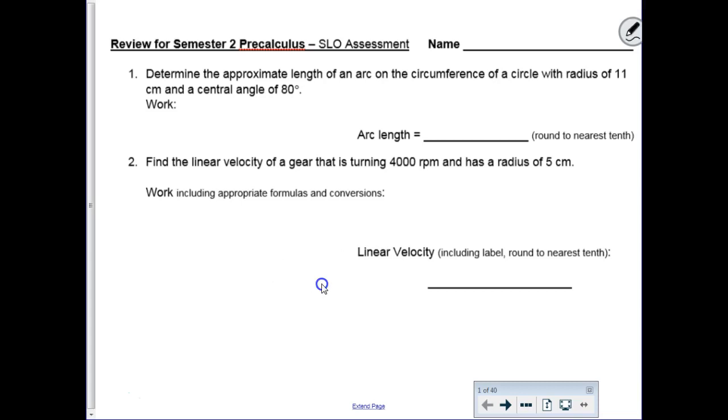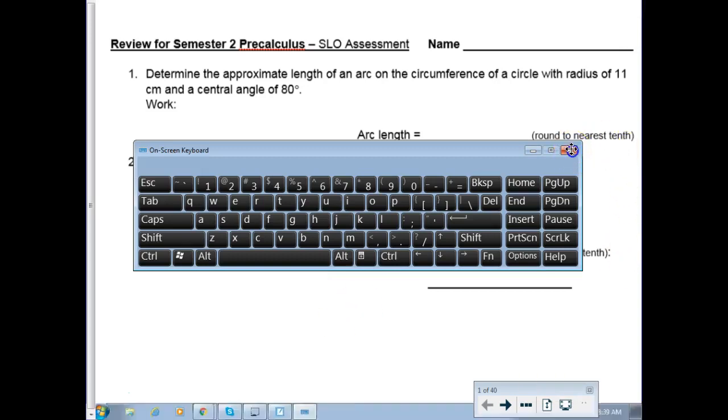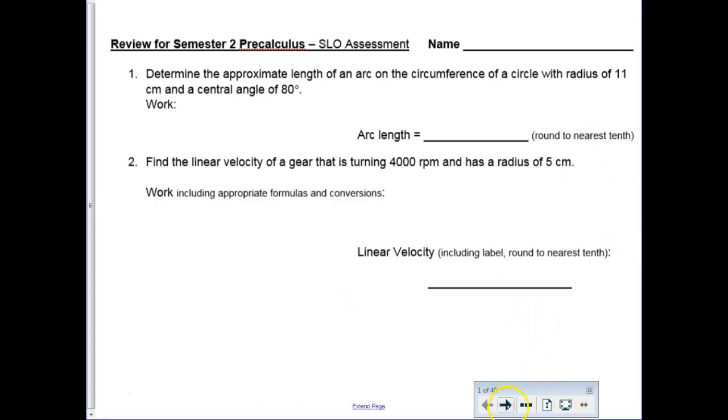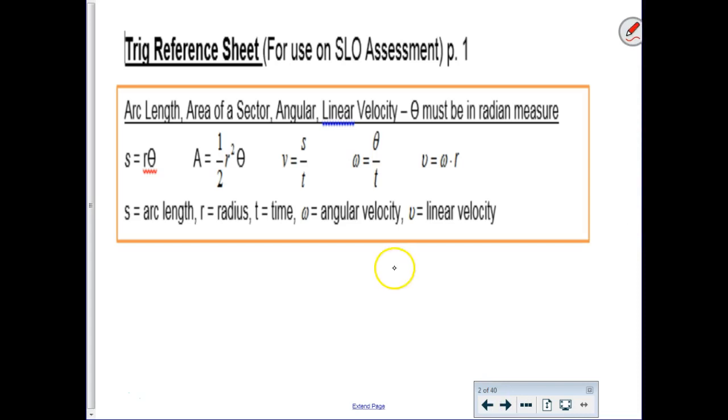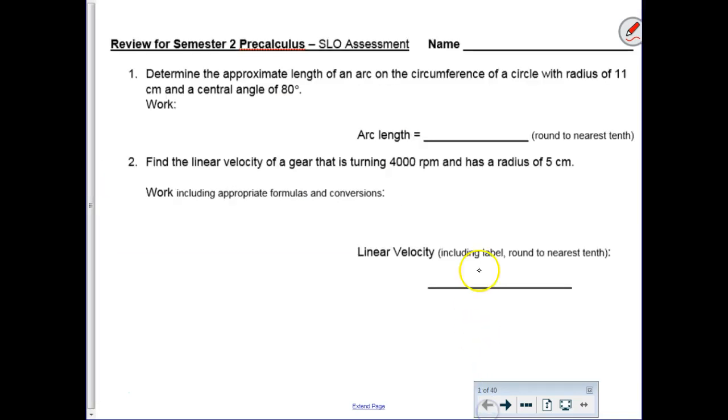Someone remind me of the formula that you're going to use when it comes to finding the arc length. This is your formula sheet, by the way. Which one helps you with arc length? Yeah, that very first one. This guy is arc length. So r times theta, but the reason that formula is so pretty to look at is because theta must be measured in radians, and it says right on your formula sheet, it must be in radian measure.